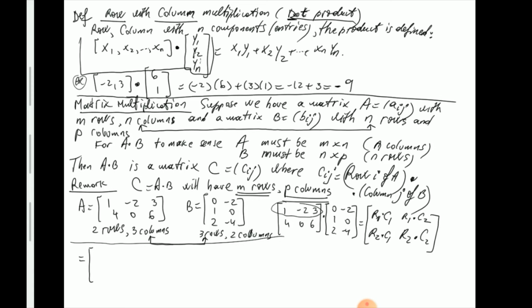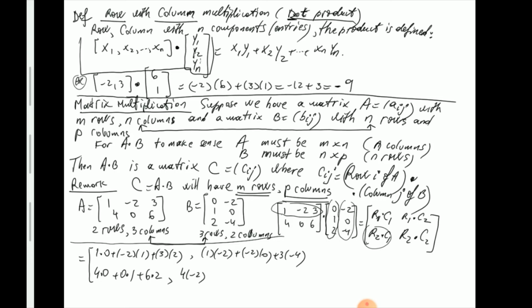Row 1, let's underline. Later on, I'm not going to underline them because I don't want to make a mess, but look at row 1, column 1. That's going to be 1 times 0 plus minus 2 times 1 plus 3 times 2. You're done with the first entry of the product. Then we're going to do row 1 times column 2. So it's going to be 1 times minus 2 plus minus 2 times 0 plus 3 times minus 4. Moving on, row 2, column 1. We do 4 times 0 plus 0 times 1 plus 6 times 2. Now we do row 2, column 2. 4 times minus 2 plus 0 times 0 plus 6 times minus 4. Remember to pause whenever needed to catch up.